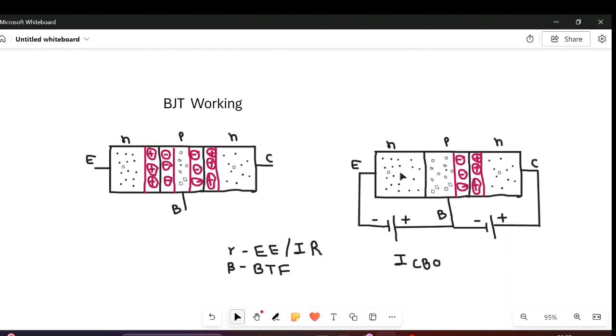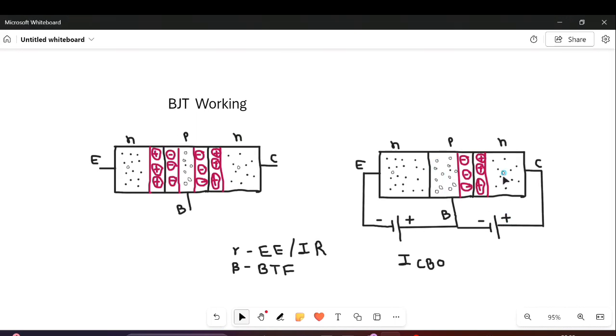When the electrons come from the emitter region to the base region, a few of them will combine with the holes and the rest of the electrons will cross the junction, moving towards the collector region, towards the positive terminal of the battery. The holes are minority carriers in the collector region and some electrons in the base region are minority carriers, and there will be a leakage current, which is nothing but ICBO.